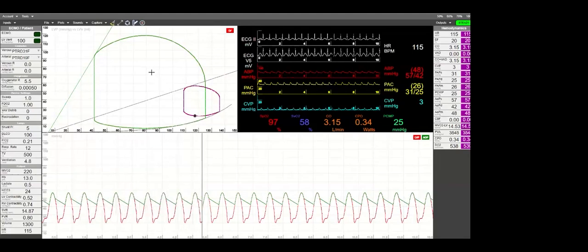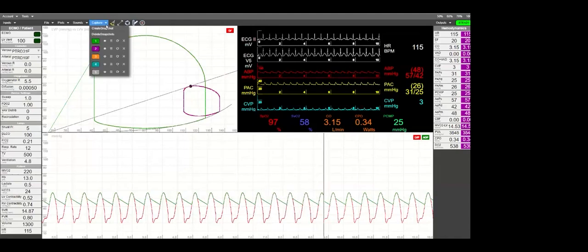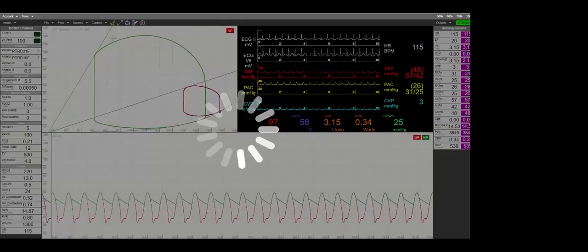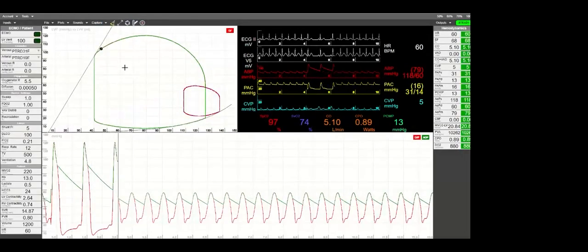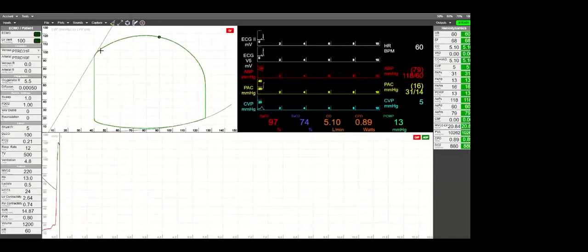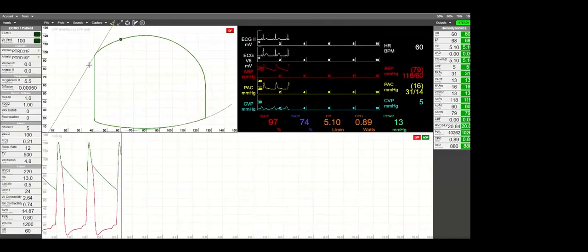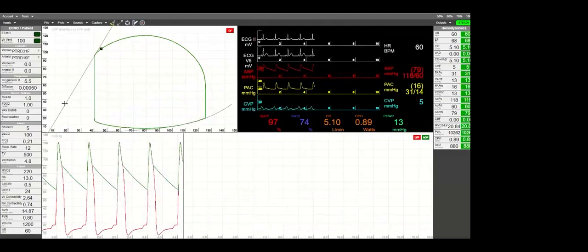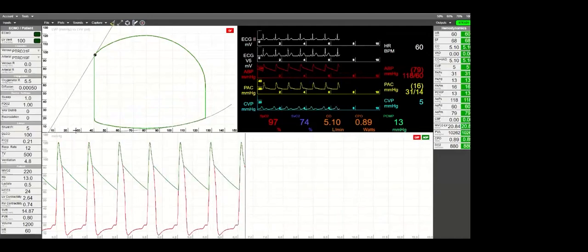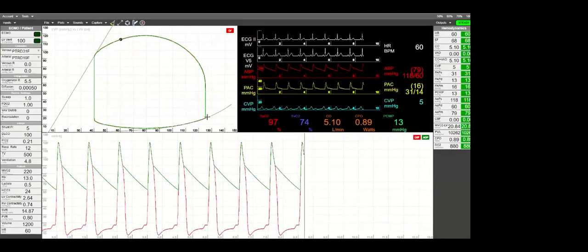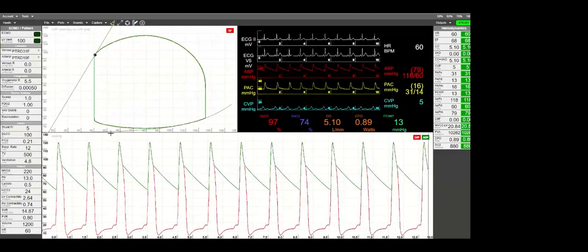And so before we jump into those energetics, another aspect of the pressure volume loop that we need to discuss is the end systolic pressure volume relationship, which will be this straight linear line here, and the end diastolic pressure volume relationship, which is this curved kind of curvilinear line that we have at the bottom here.